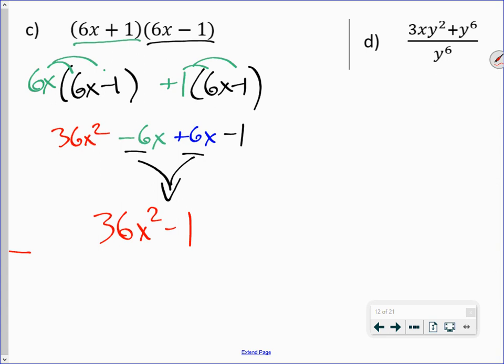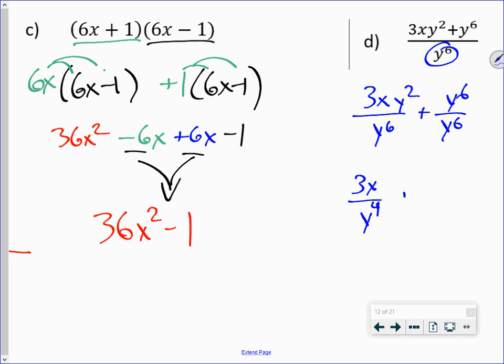The denominator of the fraction is a monomial, meaning one term. So what we will do here is split it into two pieces. So this will be 3x y squared over y to the 6 plus y to the 6 over y to the 6. If there's a monomial in the denominator and there's multiple terms in the numerator of the fraction, then you can write each piece of the numerator over the common denominator. And you'll get 3x over y to the 4th plus 1.